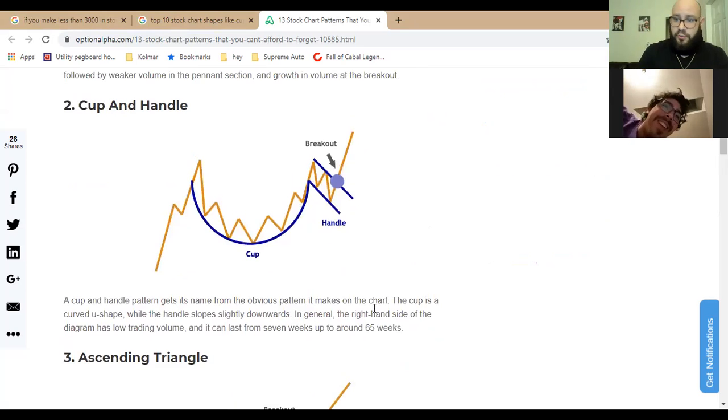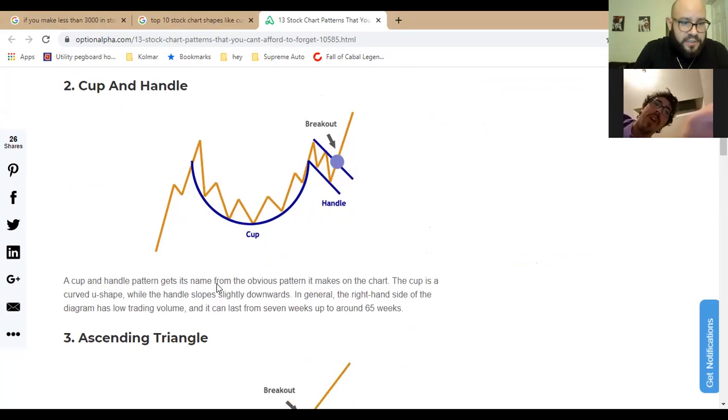Here to answer your question, Matt, the cup and handle pattern gets its name from the obvious pattern it makes in a chart. It actually does look like a cup. You see a big move, followed by some significant dips trying to retrace, and then it hits that final dip, and after that it has higher highs and lower lows. This is how I confirm that the cup and handle is being made.